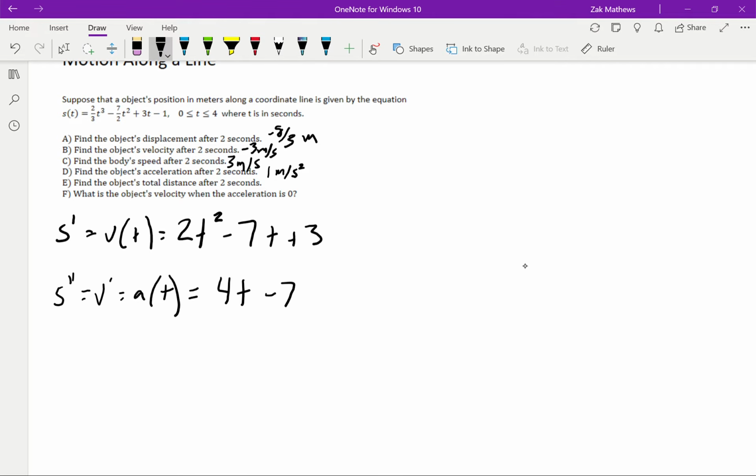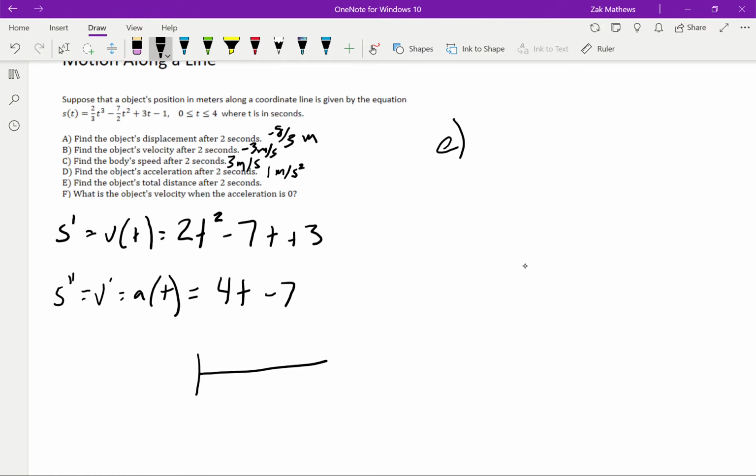All right, let's move on to letter E. This is going to be the most work of any that we've done to this point. Find the object's total distance after 2 seconds. So just to remind ourselves, how is this different than A? Distance, we care about all those turning points.